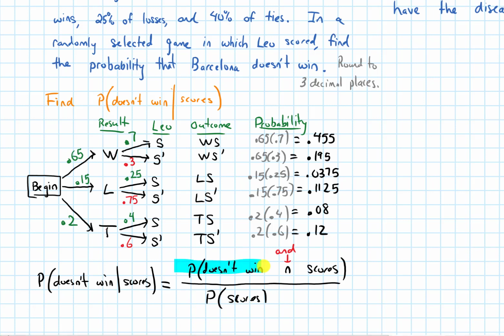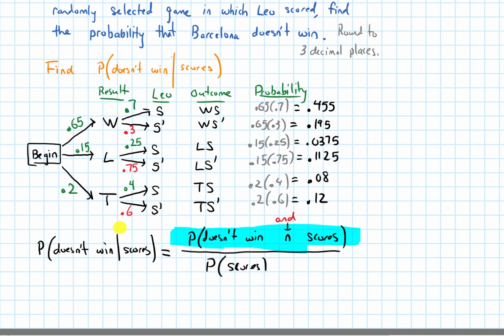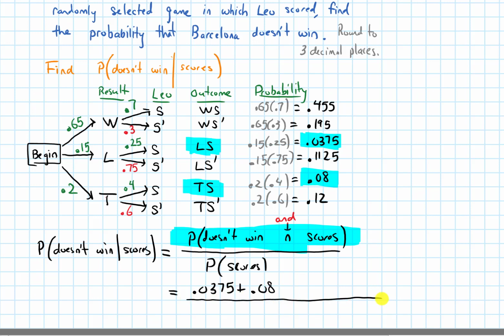Okay, so let's focus on the numerator, the probability that he doesn't win and that he scores. So that happens in two outcomes, where he doesn't win and he scores. That happens in LS, he loses and he scores, which is this, as well as TS, because he ties and he scores, and that's this value here. So if I put those together, we get 0.0375 added to 0.08, and that's what we have on the numerator. So let me highlight that in blue.